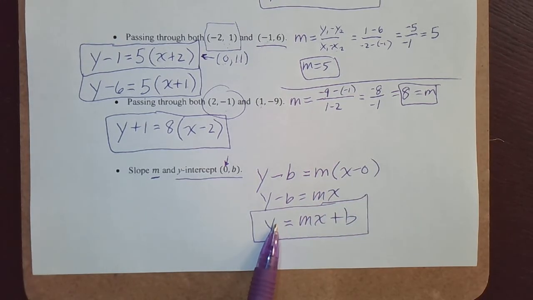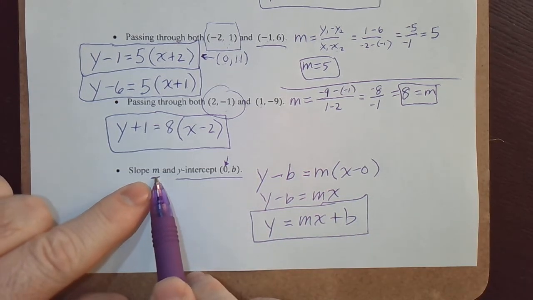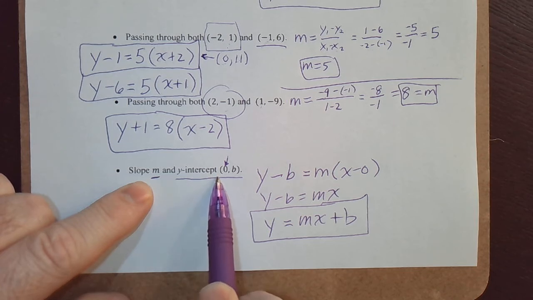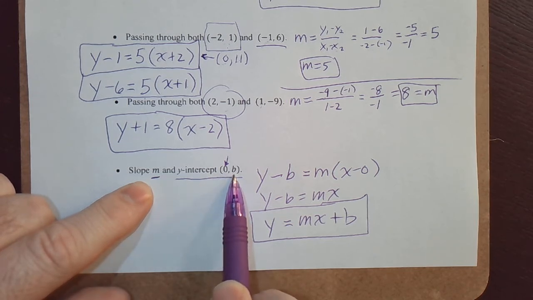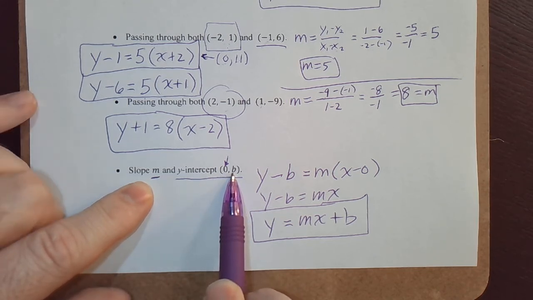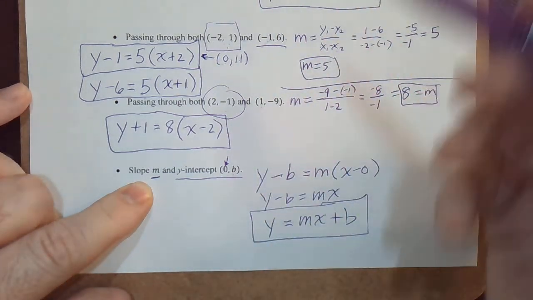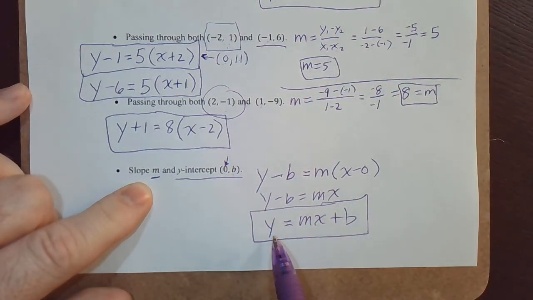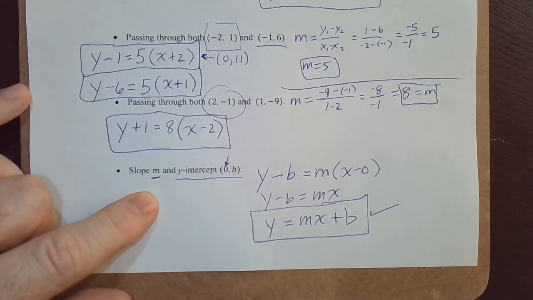This should probably be the equation of a line that you remember most from your previous classes. This is one you probably remember for your entire life. When you are given the slope, and if you're lucky enough to be given the point that is the y-intercept, we don't even have to go back through all of this point-slope form. We can just immediately write it in this form, which I'm going to talk about in the next video.